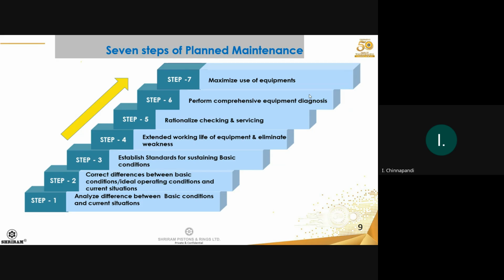Then rationalized checking and servicing means whatever checking and servicing we define, we have to religiously follow it. Then perform comprehensive equipment diagnosis. Here comes predictive maintenance. We have to install some tools and tackles on the equipment so that it can give us continuous 24 by 7 feedback. Accordingly, we can take action. If we take all these 6 steps, we can maximize the equipment life. So these are the 7 steps. Once we are following these 7 steps, we can achieve zero breakdown. Next.